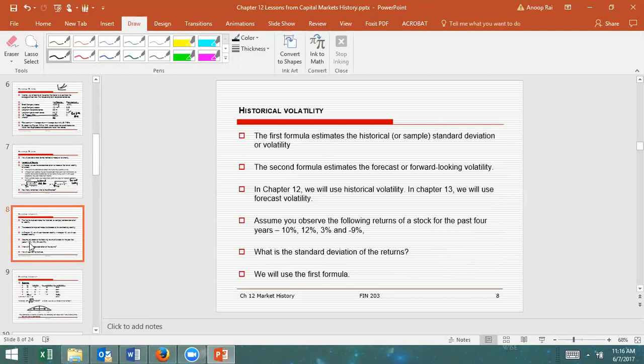So let's try and solve and calculate the standard deviation of a stock. Let's say this is the information I have. Over the last 4 years, I have seen that my stock returned 10%. The year before that is 12. The year before that is 3. And then 4 years ago, it had gone down to -9. What can you tell me about the volatility of the stock as measured by the standard deviation?